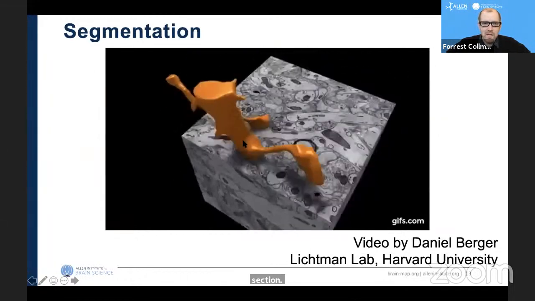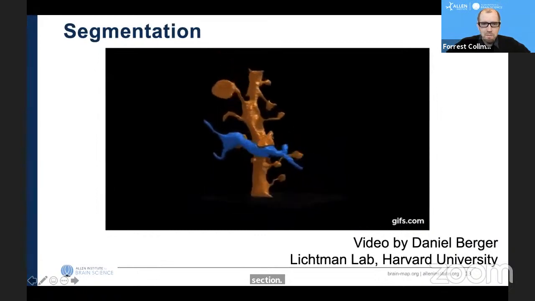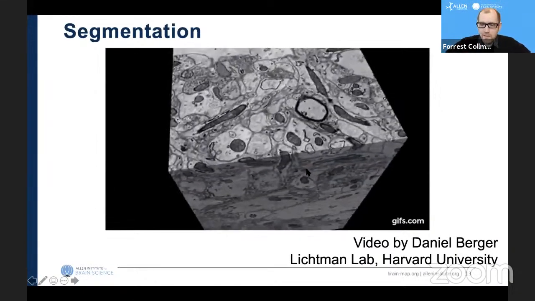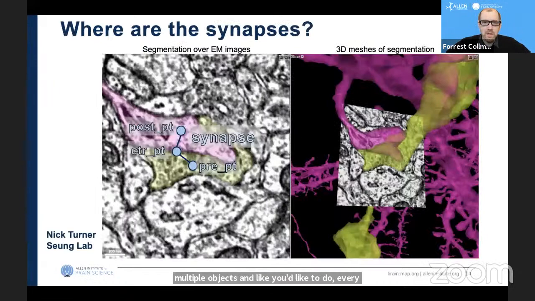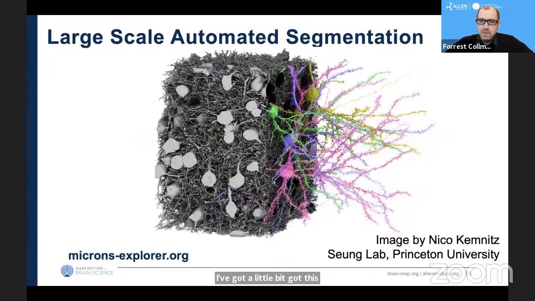And you're interested in not just doing this in one object, like it is illustrated in this video, but multiple objects, and you'd like to do every object. In order to do that, you need to really apply modern machine learning methods to take this volume and reconstruct all of the cells and all of the processes that are within the volume. And that's the technique that Sebastian specializes in.